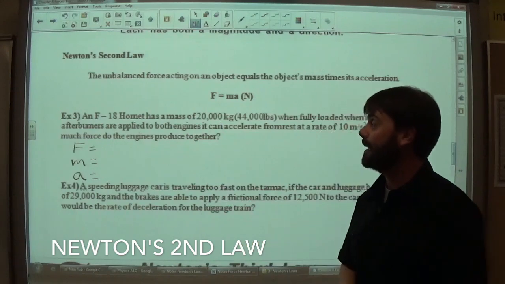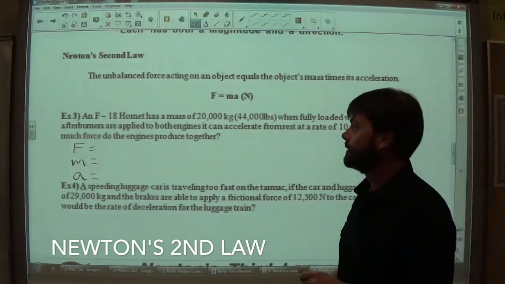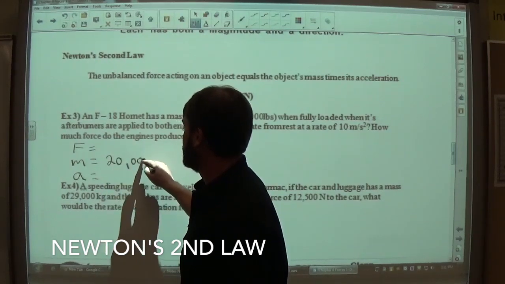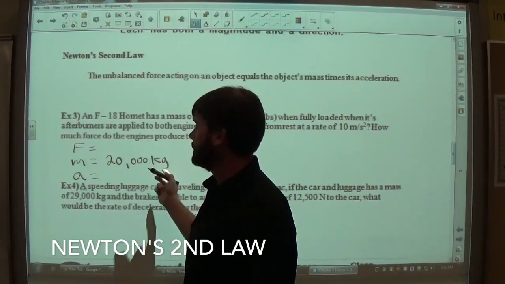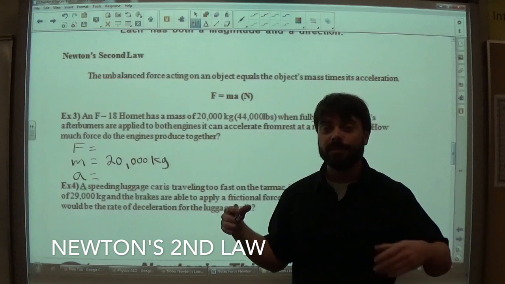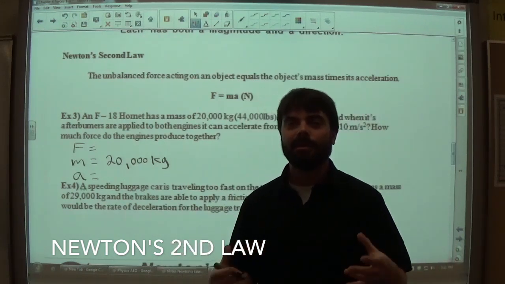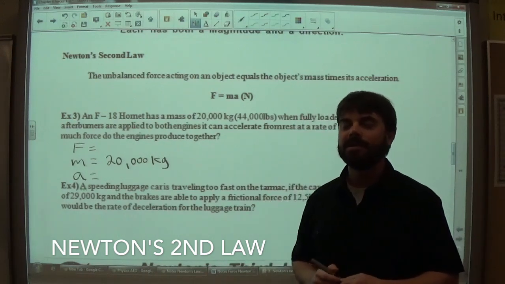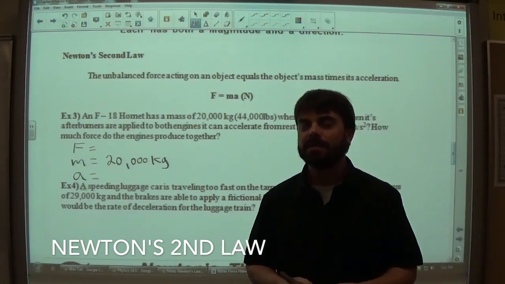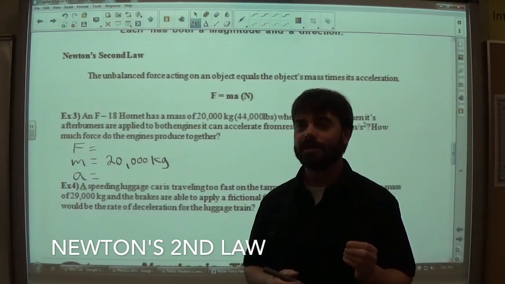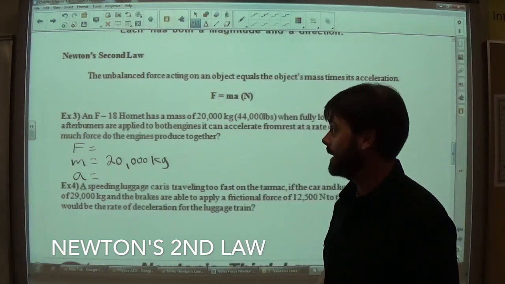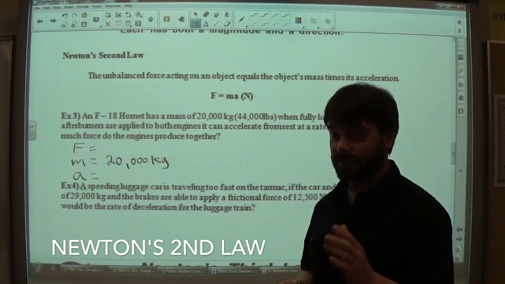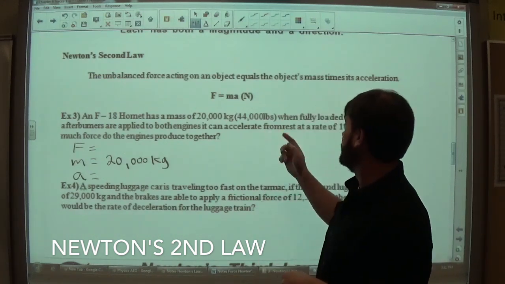So they do tell us that the mass of the F-18 Hornet is 20,000 kilograms. So the units for this are appropriate, meaning we do not have to convert. If you were given a mass in grams or pounds or milligrams, you'd have to convert it to kilograms in order to get a newton, because a newton is a kilogram meter per second squared. So the units do have to match up. Your base unit for mass when we're dealing with force is a kilogram. Let's look at what else they give us.